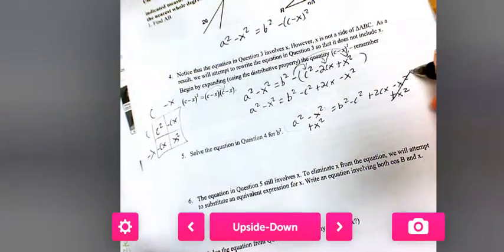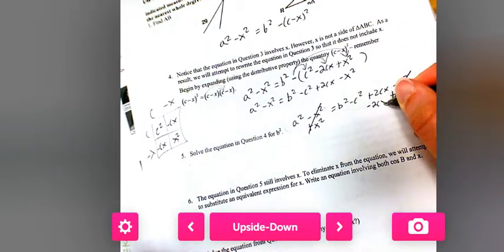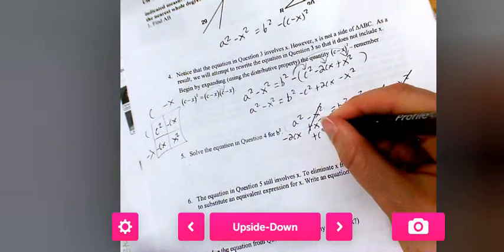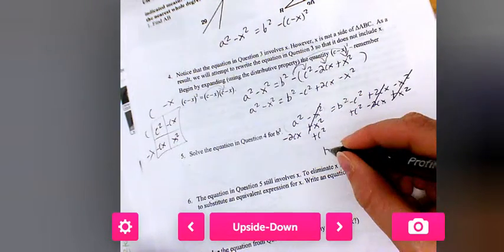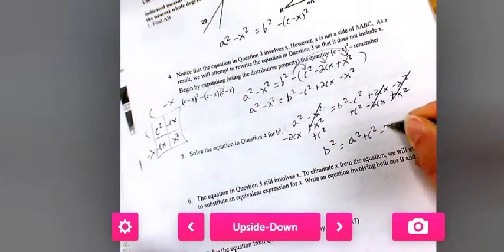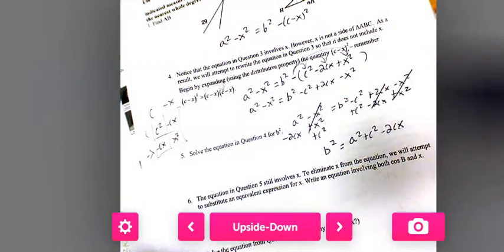Okay? Then I'm going to subtract 2cx. And then I'm going to add c squared. So I end up with b squared equals a squared plus c squared minus 2cx. And the x squareds have canceled.